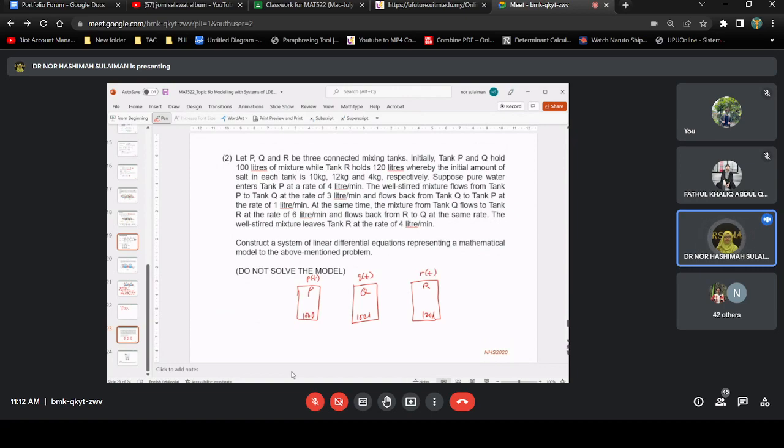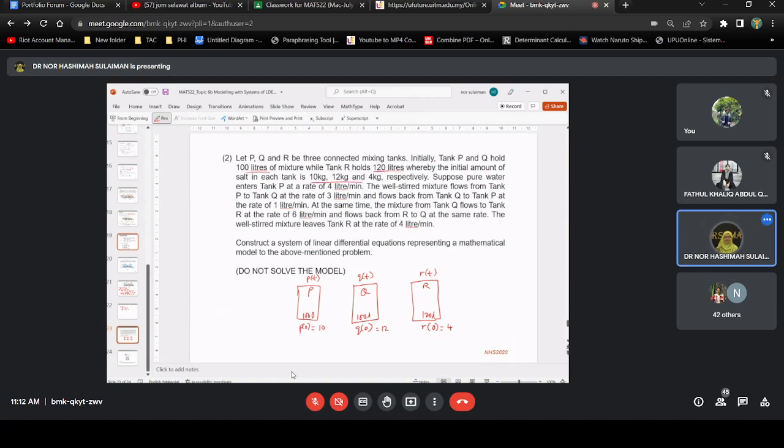Okay, so P of 0 equals how much? 10. Q of 0, write down all the information. 12 kilograms, right? And then R at t equals 0 equals 4. Okay, so we get the information that we have, and this is done.